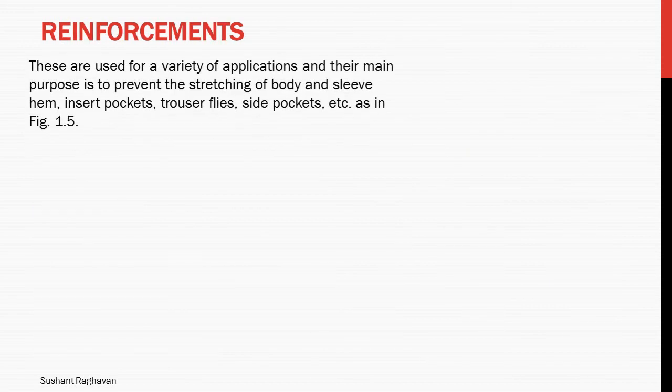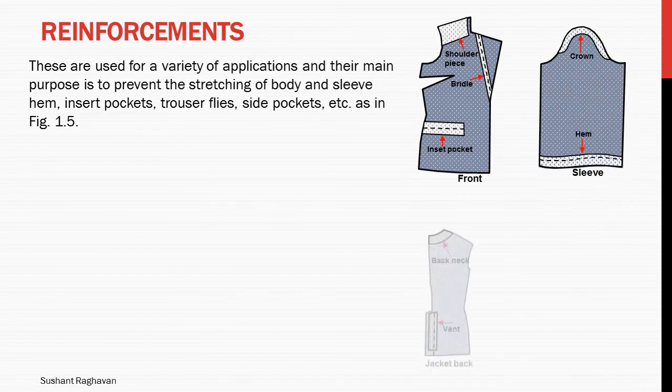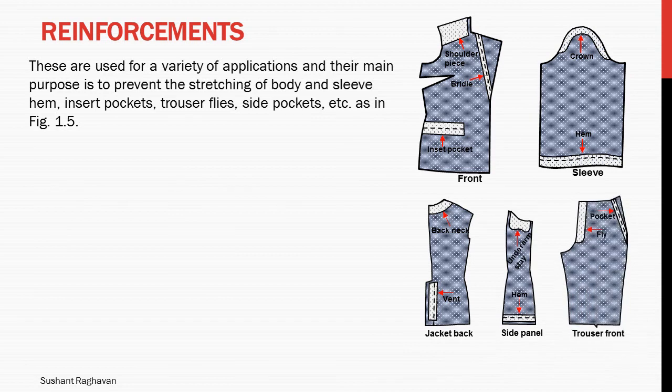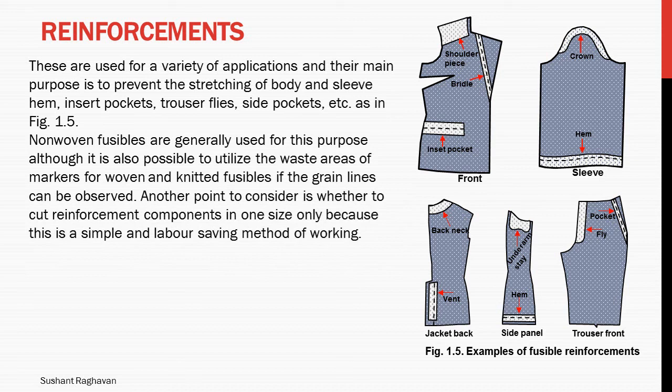Reinforcements. These are used for a variety of applications and their main purpose is to prevent the stretching of body and sleeve hem, insert pockets, trouser flies, side pockets, etc., as in figure 1.5. Non-woven fusibles are generally used for this purpose, although it is also possible to utilize the waste areas of markers for woven and knitted fusibles if the grain lines can be observed. Another point to consider is whether to cut reinforcement components in one size only because this is a simple and labor saving method of working.